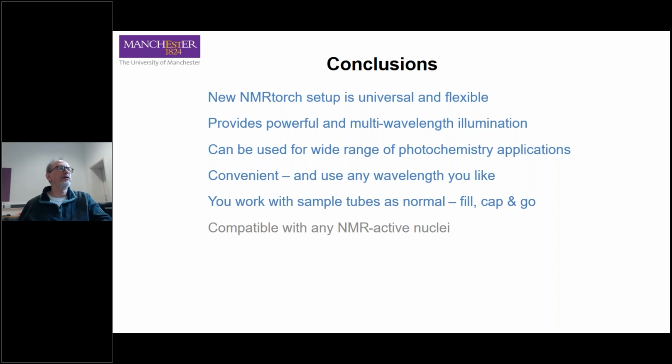You can use your favorite nuclei, which best reports on your particular system. The downside is that the sample volume for a 5mm NMR torch tube is limited to around 170 or 200 microliters. Of course, one can use NMR torch principles with larger NMR tubes, and other arrangements are also possible which do not sacrifice sample volume at all, and some of these arrangements would work very well with benchtop spectrometers as well.